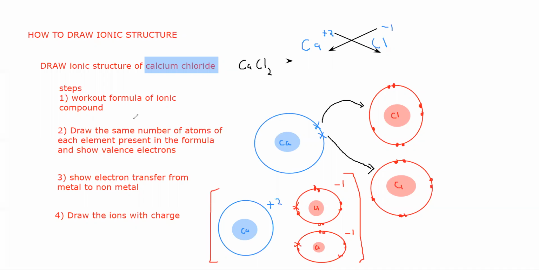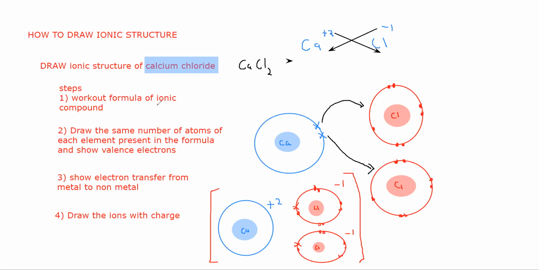So what we did, I repeat, first we work out the formula of ionic compound. How you work out the formula we discussed already. Then you will draw the same number of atoms of each element present in the formula and show the valence electron. Valence electron means number of electrons in the last shell. Then show electron transfer from metal to non-metal. Metal should lose all of its electrons, and non-metal will gain electrons to complete its octet. Octet means 8 electrons in the outermost shell.